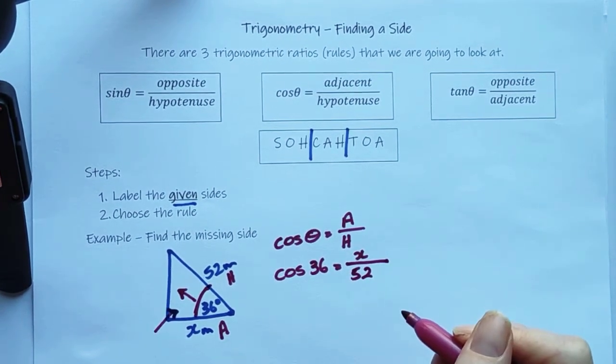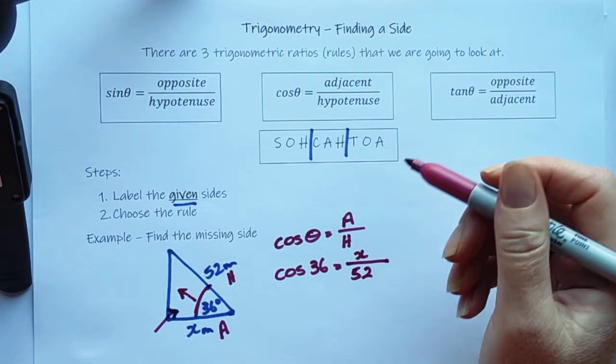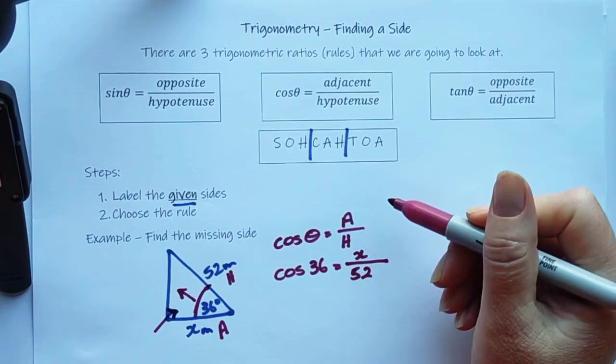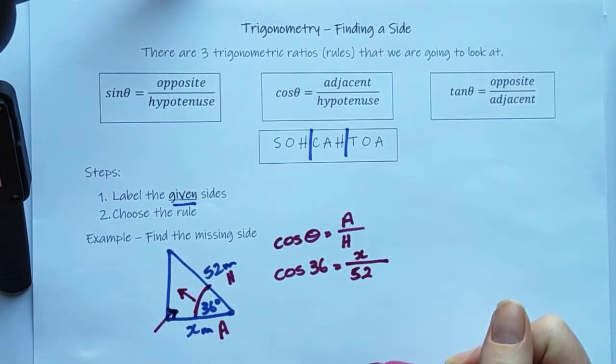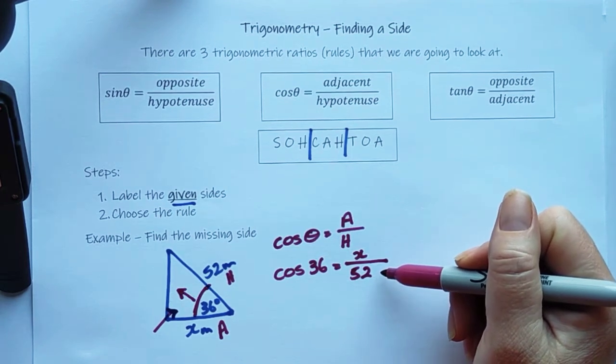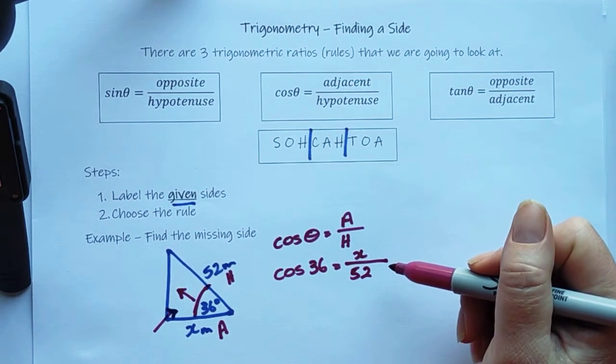We're going to have two different types of equations for these ones where we're finding a side. Sometimes the missing side is on the top, and that's what this example is going to look like. Other times the side that's missing will be on the bottom, and we'll have a look at an example to see what to do for that.